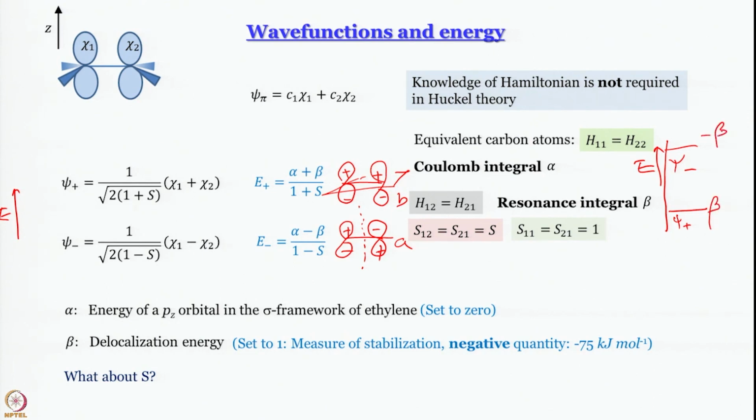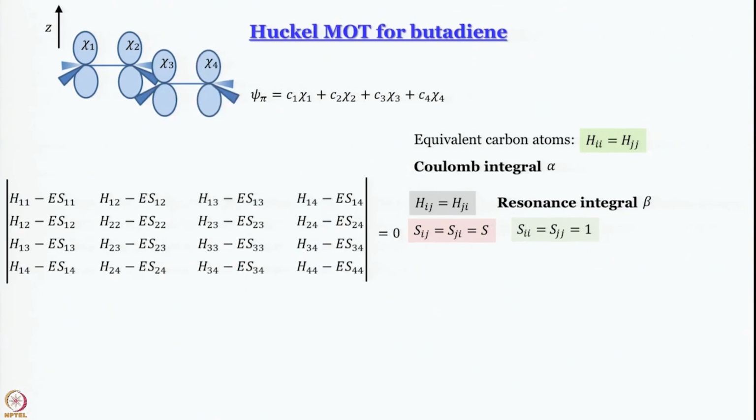It is important to understand that minus beta is higher energy, and if you want to be a little more accurate, you might as well write that this energy is alpha. All measurements are with respect to alpha anyway. So, we are setting S to 0 here. We have shown you the expression in which S is not set to 0, but we are saying that S will be equal to 0 because it is a pi interaction anyway. We will come back to that when we talk about butadiene.